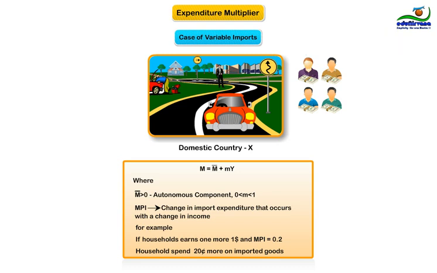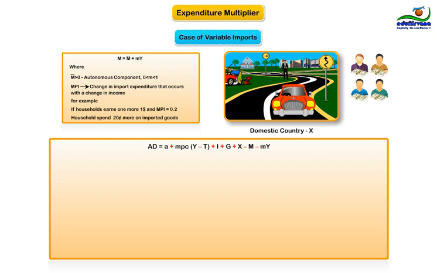The new AD equation would be AD is equal to A plus MPC multiplied with Y minus T plus I plus G plus X minus M bar minus mY. AD is equal to A plus MPC into Y minus mY, where A is autonomous expenditure, equal to A minus MPC into T plus I plus G plus X minus M bar.